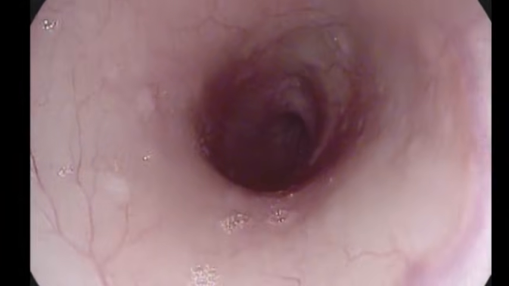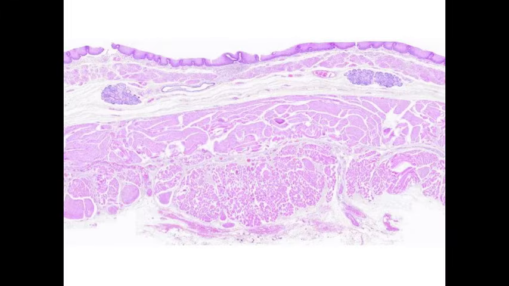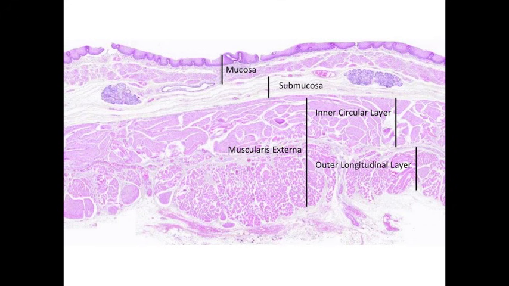Histological section of the esophagus shows its distinct layers. Under low magnification, the mucosa, submucosa, and the two layers of the muscularis externa can be distinguished. Between these two layers is a thin connective tissue layer within which lies the Auerbach plexus.